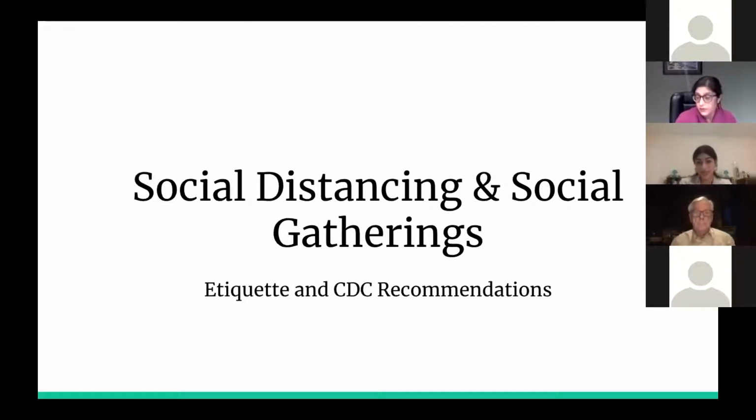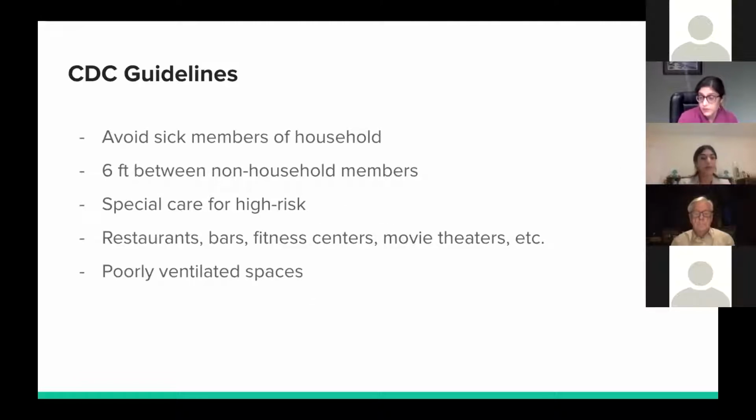As for social distancing and social gatherings, it's basically the same as masks. You should avoid sick members of your household. Make sure to have 6 feet between non-household members and yourself. You should take special care around high-risk individuals. These could be immunocompromised individuals whose immune systems are already fighting another illness, pregnant women, elderly, or infants. You should avoid restaurants, bars, fitness centers, movie theaters, etc. And you should also avoid poorly ventilated spaces with not much airflow coming in from the outside.